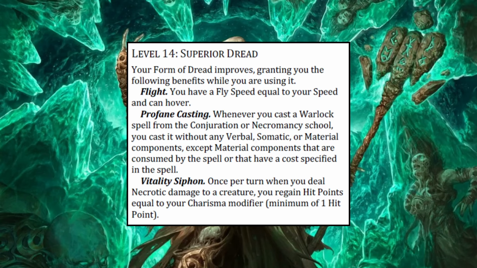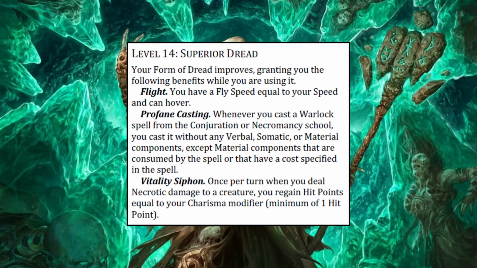But then we also get Vitality Siphon, which says once per turn when you deal necrotic damage to a creature, which, let's be honest, should be every turn, you regain hit points equal to your charisma modifier. Now, that isn't a crazy amount of hit point regain, but this does not have any other restrictions on it other than it is once per turn. So this is a pretty powerful hit point regain option available.